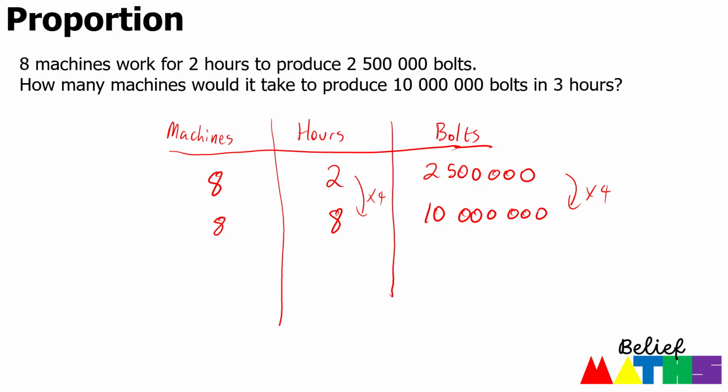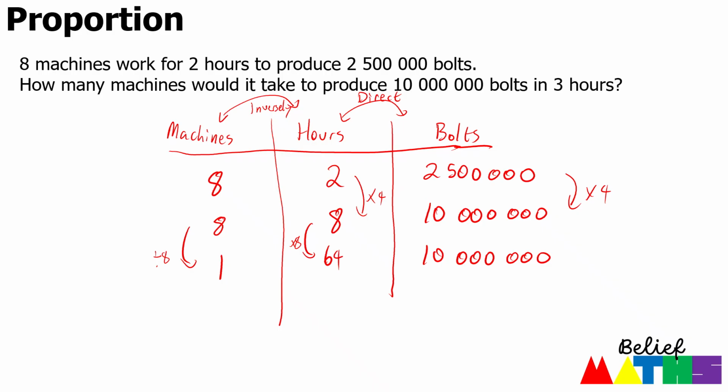Now I don't want 8 hours, I want 3 hours. So the way I'm going to do this, well, let's figure out what it would take one machine. So one machine would take, and again, 10,000,000 bolts, because that's not going to change. So one machine, because these two are directly proportional, because more bolts means more work. The machines are inversely proportional, because if I have less machines, it'll take more time. So because I've divided this one by 8, I'm going to multiply this one by 8, which is 64 hours.